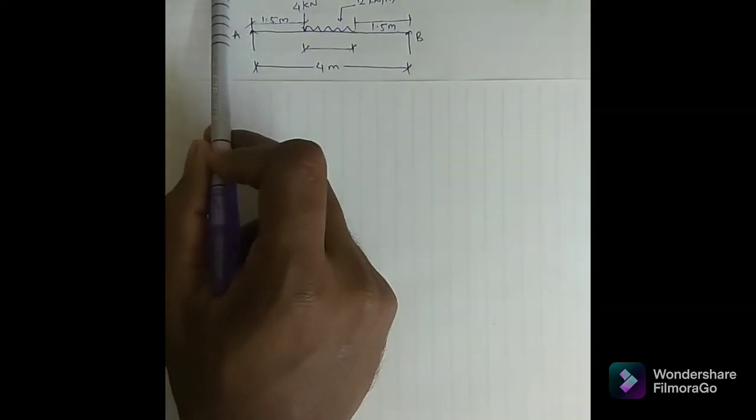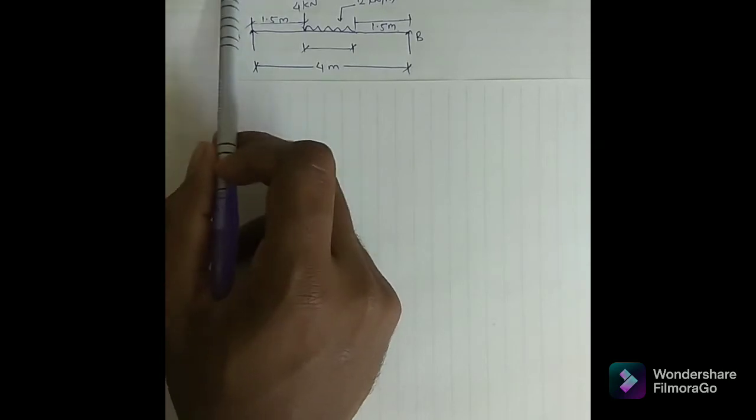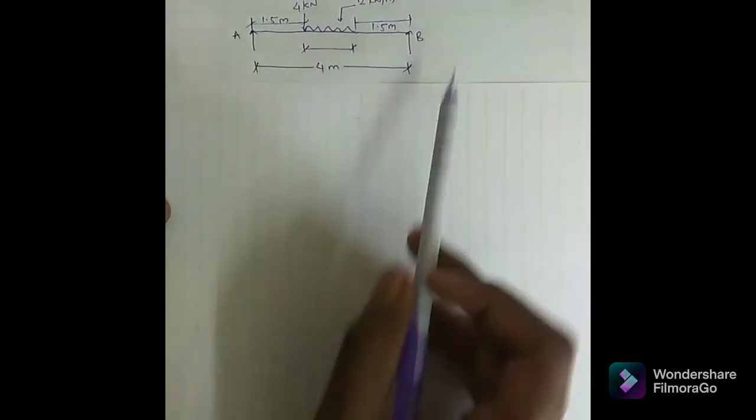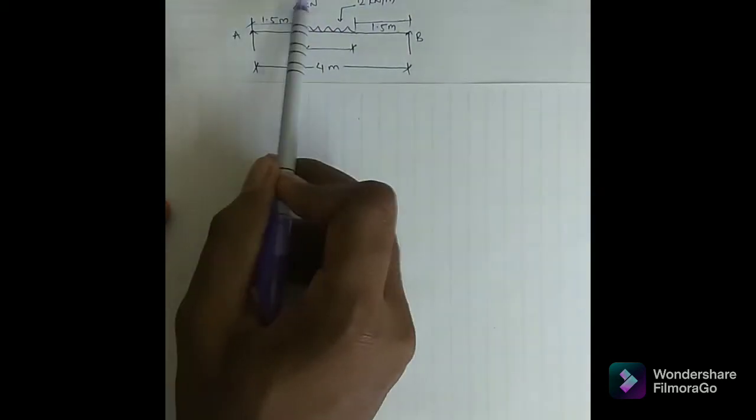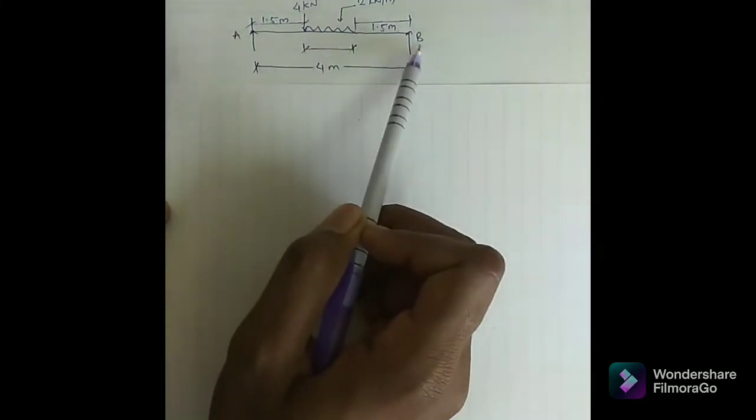In this video, we are going to see a problem of shear force and bending moment diagram. So the question is, a simply supported beam of 4 meter span carrying load as shown in figure. So this is a 4 meter span.